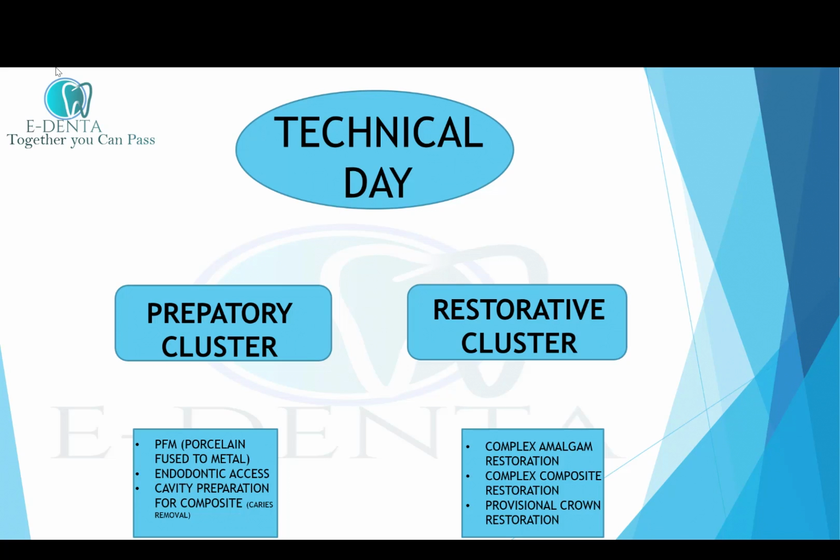With the provisional crown restoration, you are required to do a provisional restoration or a temporary crown on the tooth. It used to be on a pre-prepared crown prep that you were required to do the provisional restoration on. Now it's basically after you do your own PFM. So on your preparatory cluster you are required to do a PFM, then in the restorative cluster you are required to restore this with a provisional or a temporary crown using provisional material.